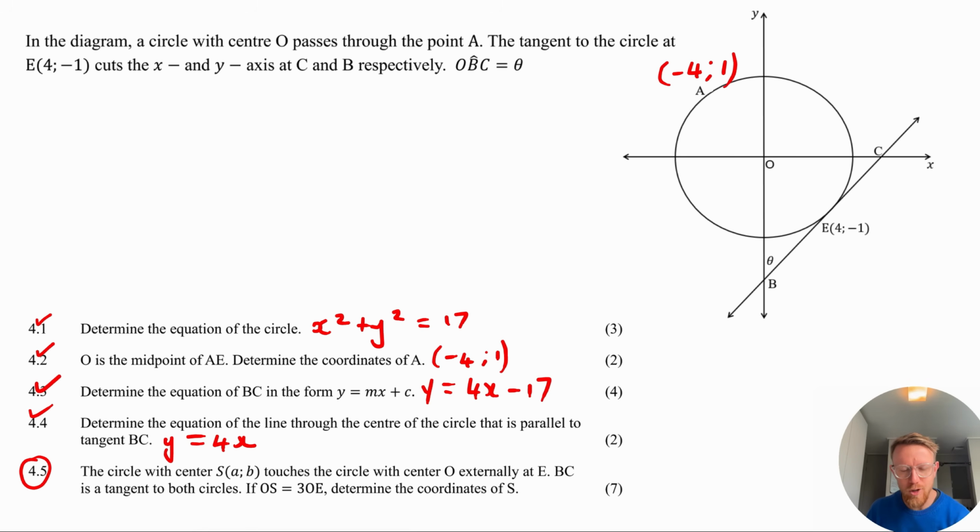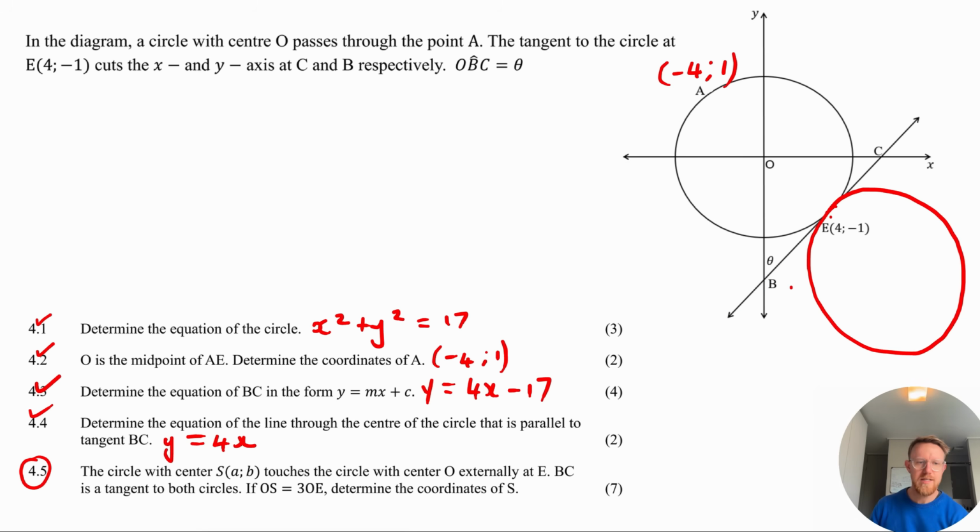Just joking. The circle with center S touches the circle with center O externally at E. Okay? BC is a tangent to both circles. So pretty much we've got this other circle that kind of does something like that, where this line is going to be a tangent to both. Something like this. So something like that, right, where this line here is a tangent to both.